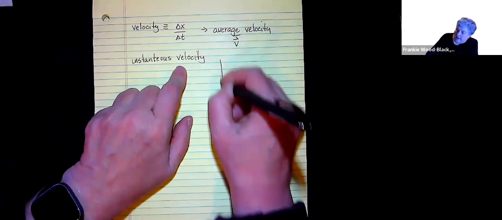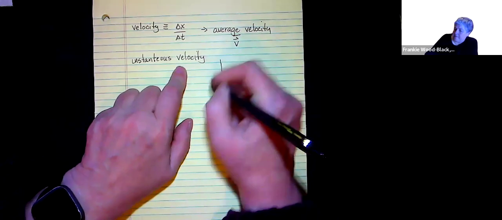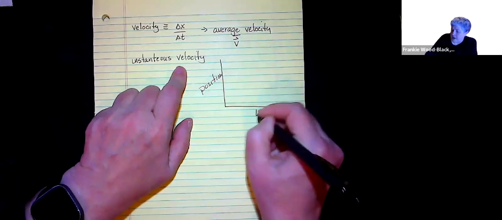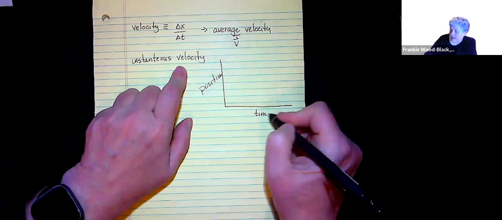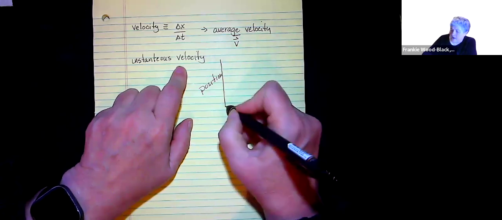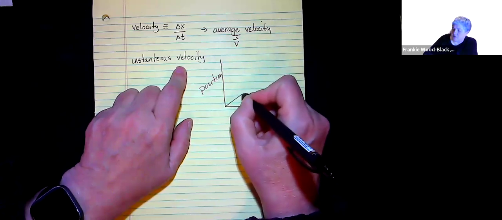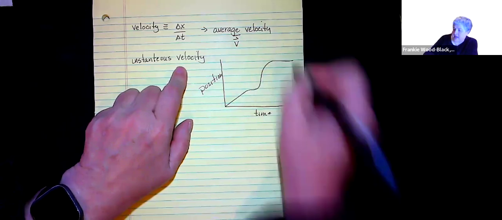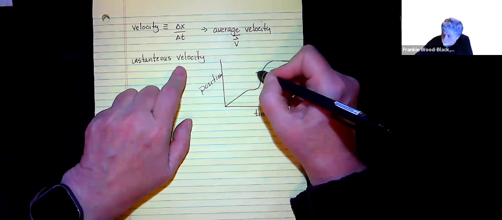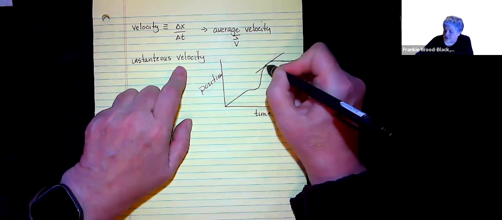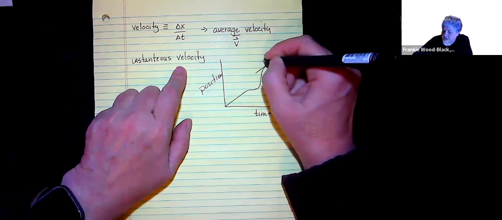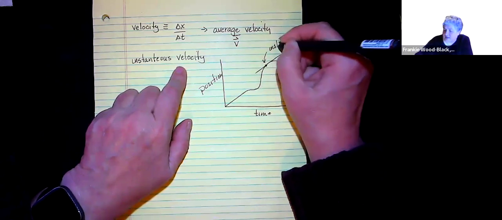Or you can look at it like this. I'm doing a position versus time plot. I may be trudging along, doing this, and then I may do something like this, and then something like that. And we can draw a tangent to the curve, like you used to do in algebra. This gives me an instantaneous velocity.